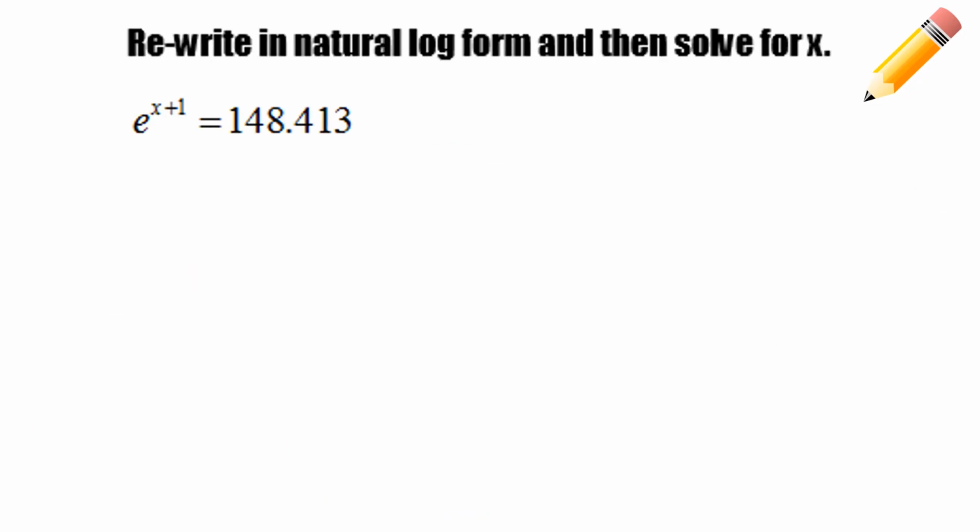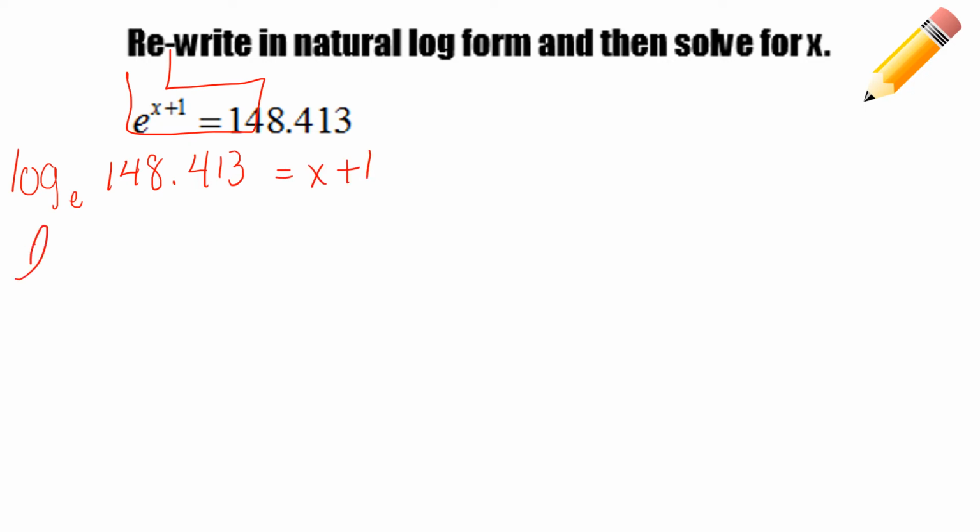Okay, now we want to rewrite it in the natural log form and then solve for x. So here's my first example. If I want to rewrite this so I can get x out of the exponent, I'm going to have to log both sides of it or do the funky base thing. So it's going to be log base e, which is technically ln of 148.413, is equal to that exponent of x plus 1.